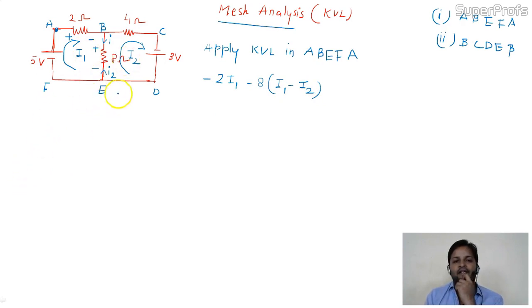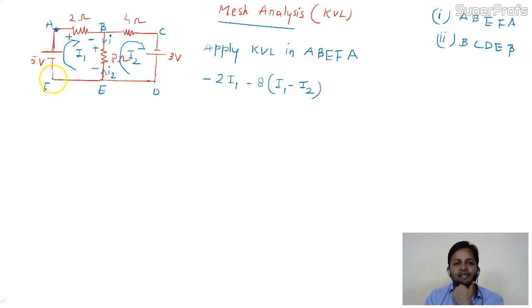Why am I subtracting this? Because they are in opposite directions. If the directions of these currents are the same, I'll add them. Simple. Okay, we came to E, now go to F. At the end, we have to go to A.